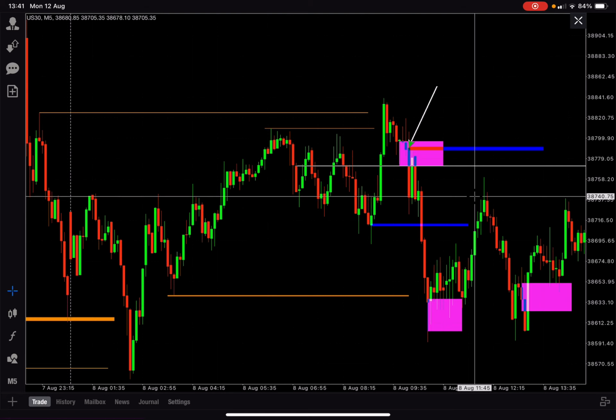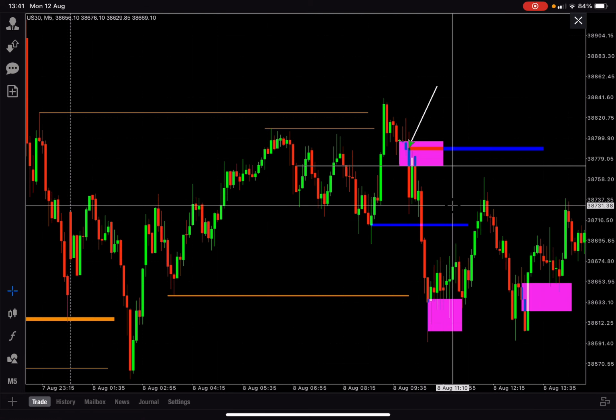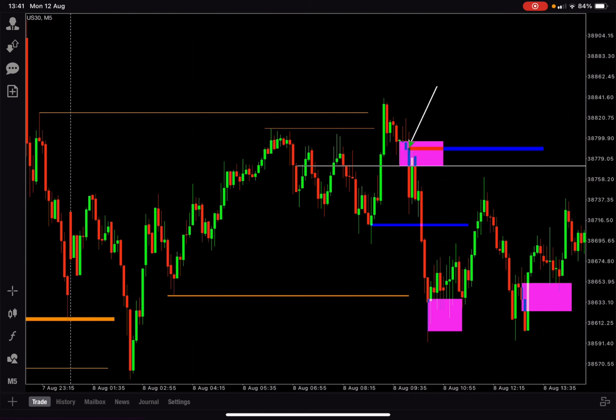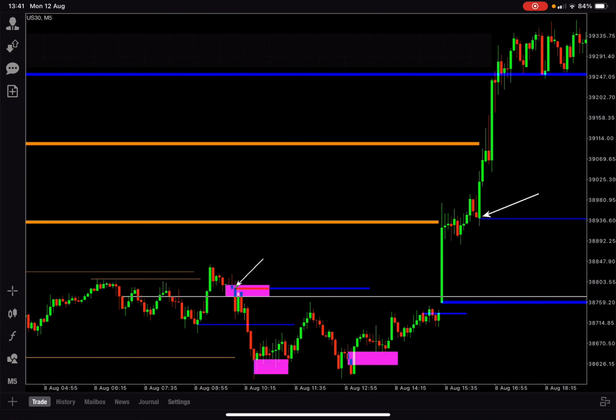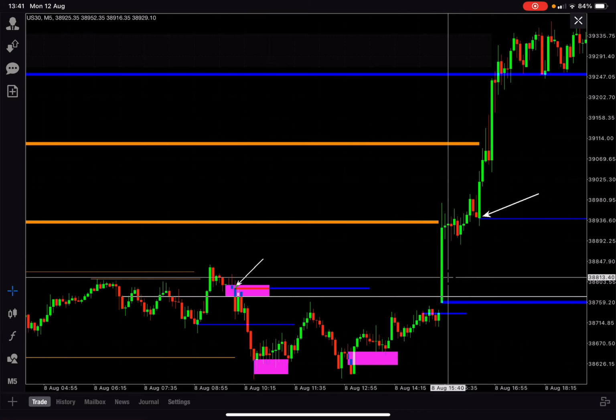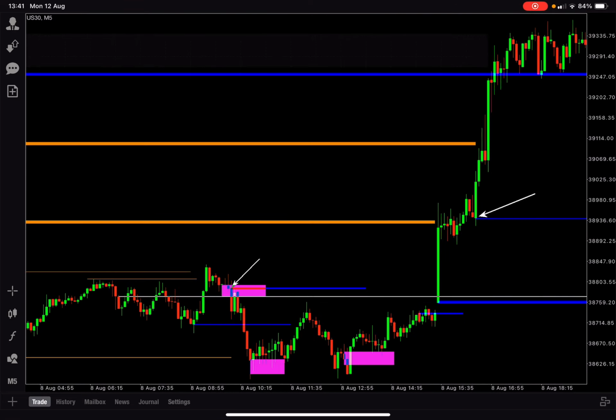You might have taken a sell from here if you saw it as retesting this area, but it wouldn't have been a major setup. Then we go into the news. I think this is jobless claims news. It gives an impulse move to the upside with the release. Then you go into trading the New York session. So we look at opportunities within the New York session.